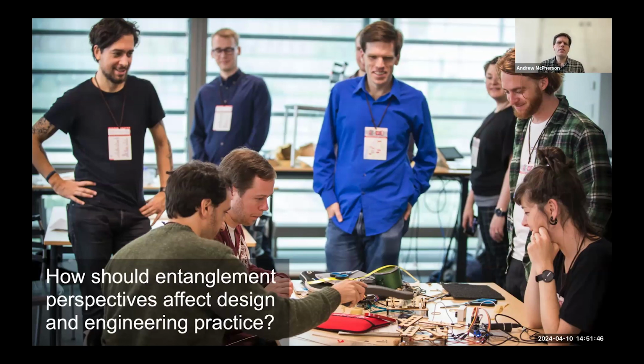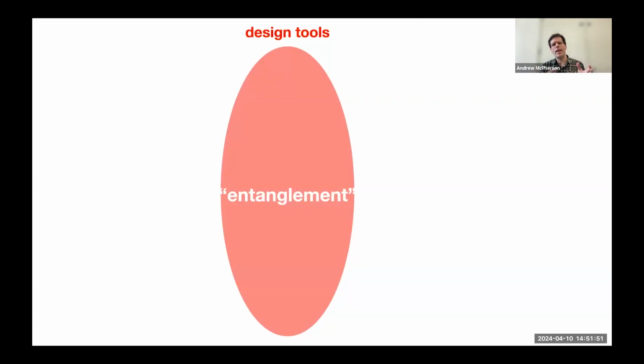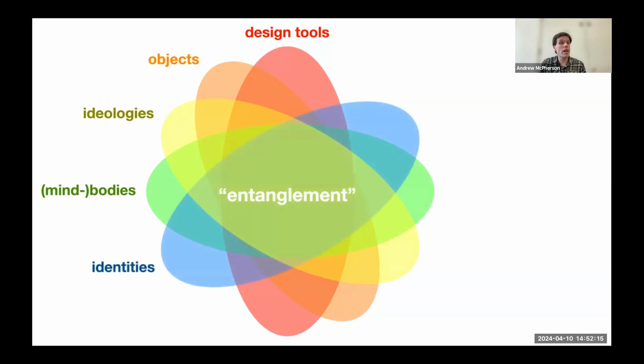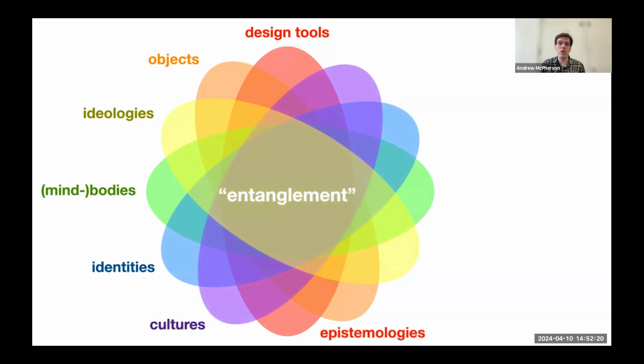And so maybe starting from what we're even talking about with entanglement, there is this sense that everything is connected to everything else. So you might have the idea that you have design tools, they suggest certain things. You have the objects that those tools are designing. Maybe those are musical instruments. Well, the tools and the objects contain ideologies inscribed into their technical systems. We have the mind-bodies of the musicians involved in these things, the personal identities of the human subjects. Musical cultures are implicated in this. You have epistemologies, you have economics, you have politics, and so on and so forth.